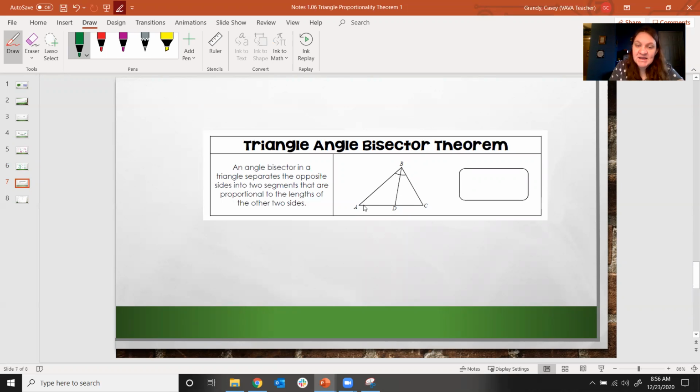If that happens, then I can say the length of AD over the length of DC is equal to the length of AB over the length of BC. And there's some other ways that you can write this. This is just one of the ways that you can write this.